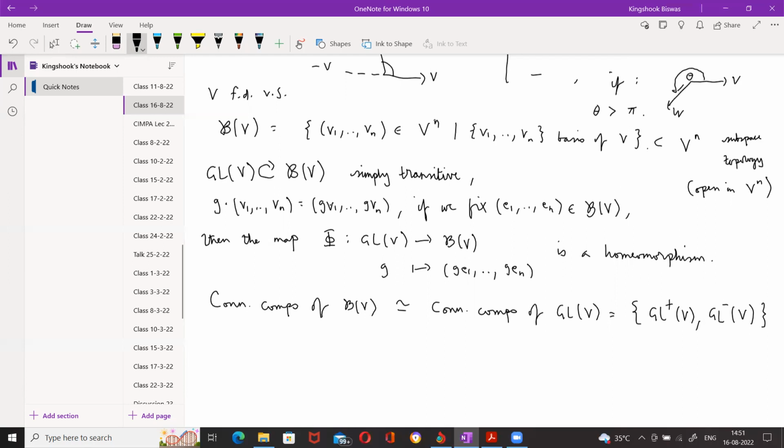So 2 bases give the same orientation means that you can deform one ordered basis continuously into the other. That's what it means. An open connected subset of a vector space is path connected, so the connected components are path connected. That just means that in each connected component, I can deform any ordered basis into any other ordered basis in the same connected component. And so then I'll say that they give the same orientation. Anyway, I'll give the definition a bit later.